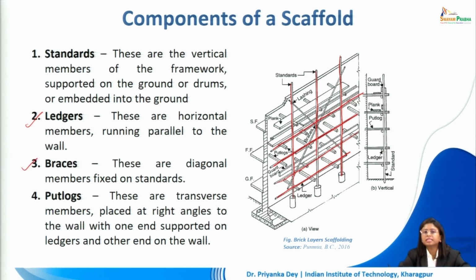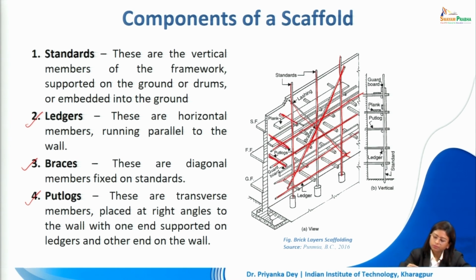Braces, these are diagonal members which are fixed onto the standards. So as you can see in the figure, there are inclined members which are forming a cross. These are holding the adjoining standards together. Put logs are transverse members, and these are placed at 90 degrees to the wall. One end they are supporting the wall, the other end they are connected to the ledgers. So these are the put logs.